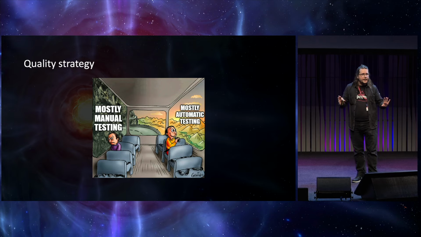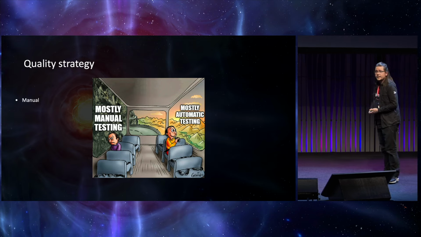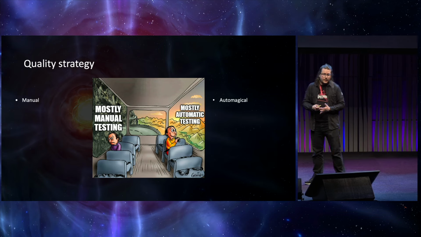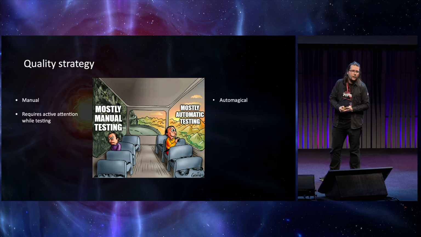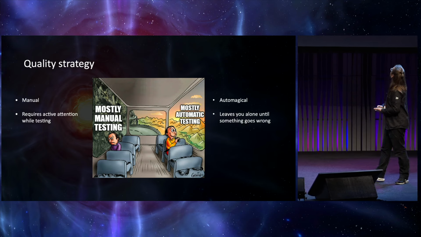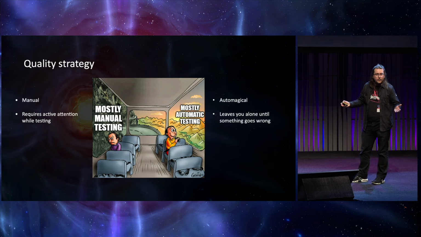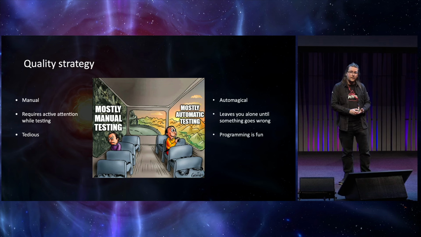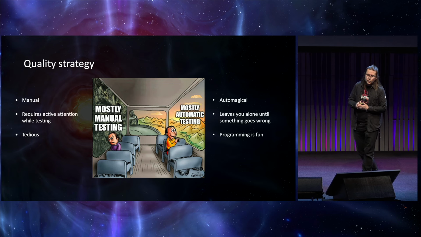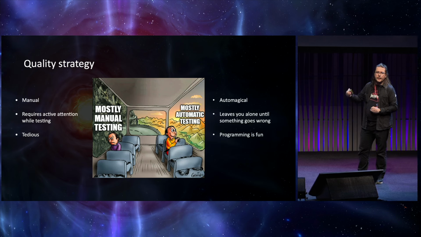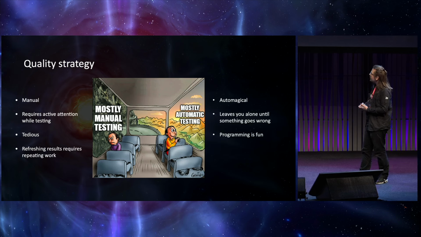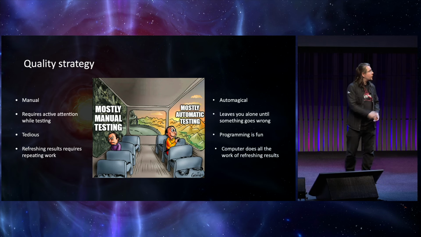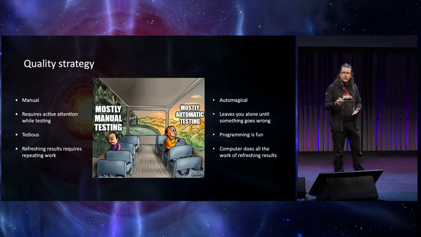Now, where before our testing process was manual, it is now automagical. Manual testing requires active attention while testing, while an automatic test will leave you alone until something goes wrong. Manual testing can be very tedious, but programming is fun. And most importantly, when you change something and thus invalidate previous manual test results, refreshing those results requires repeating work. While with an automatic test, the computer does all the work of refreshing the results.